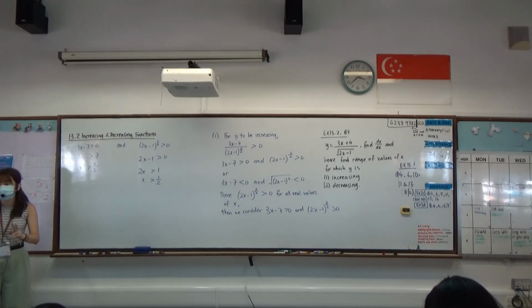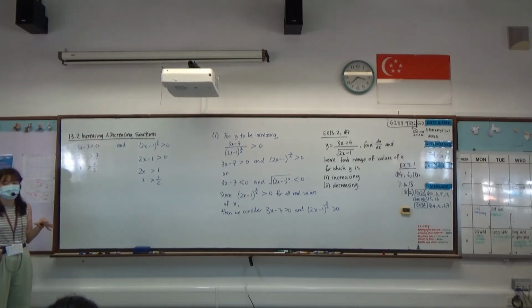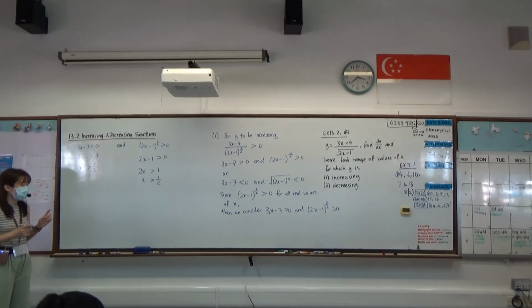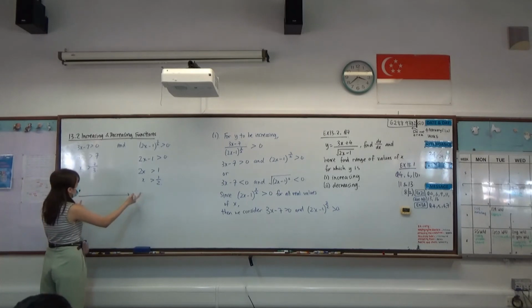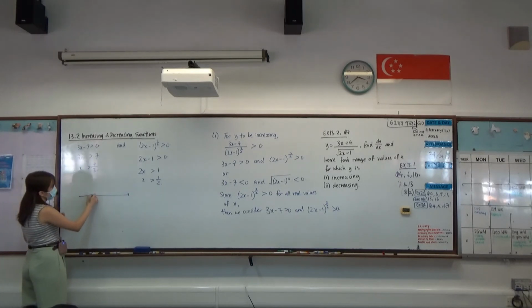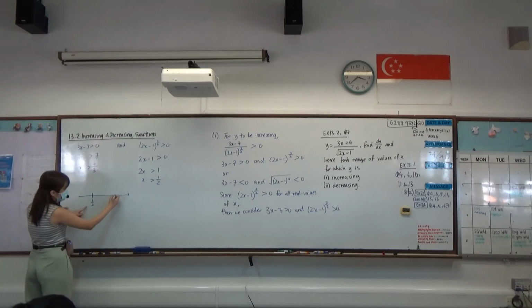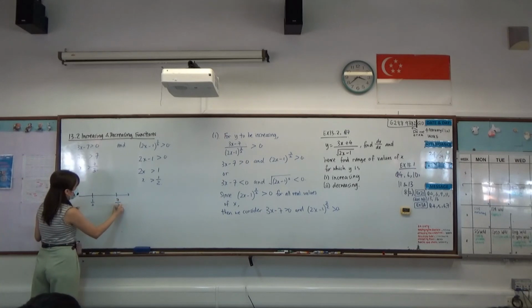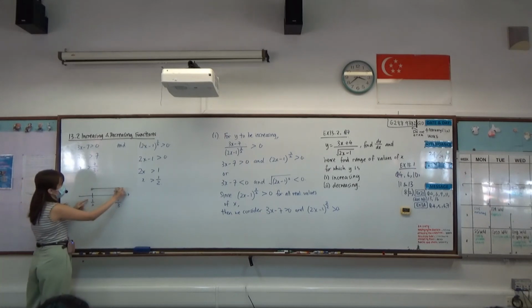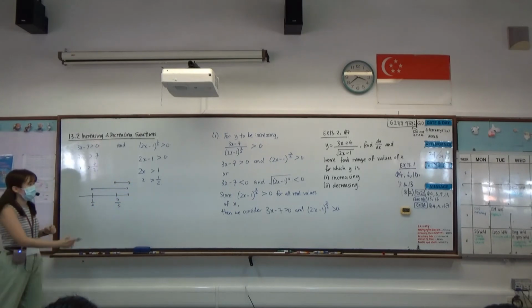Would this be our final answer? Do we end our answer here? What do we do? Yes, we draw the number line, right? For us to visualize the placement of these numbers, so we got our half and 7 over 3, which is our 2 and 1/3, so that's more than half. So x more than half will be this. x more than 7 over 3 is this. Look at the overlap.